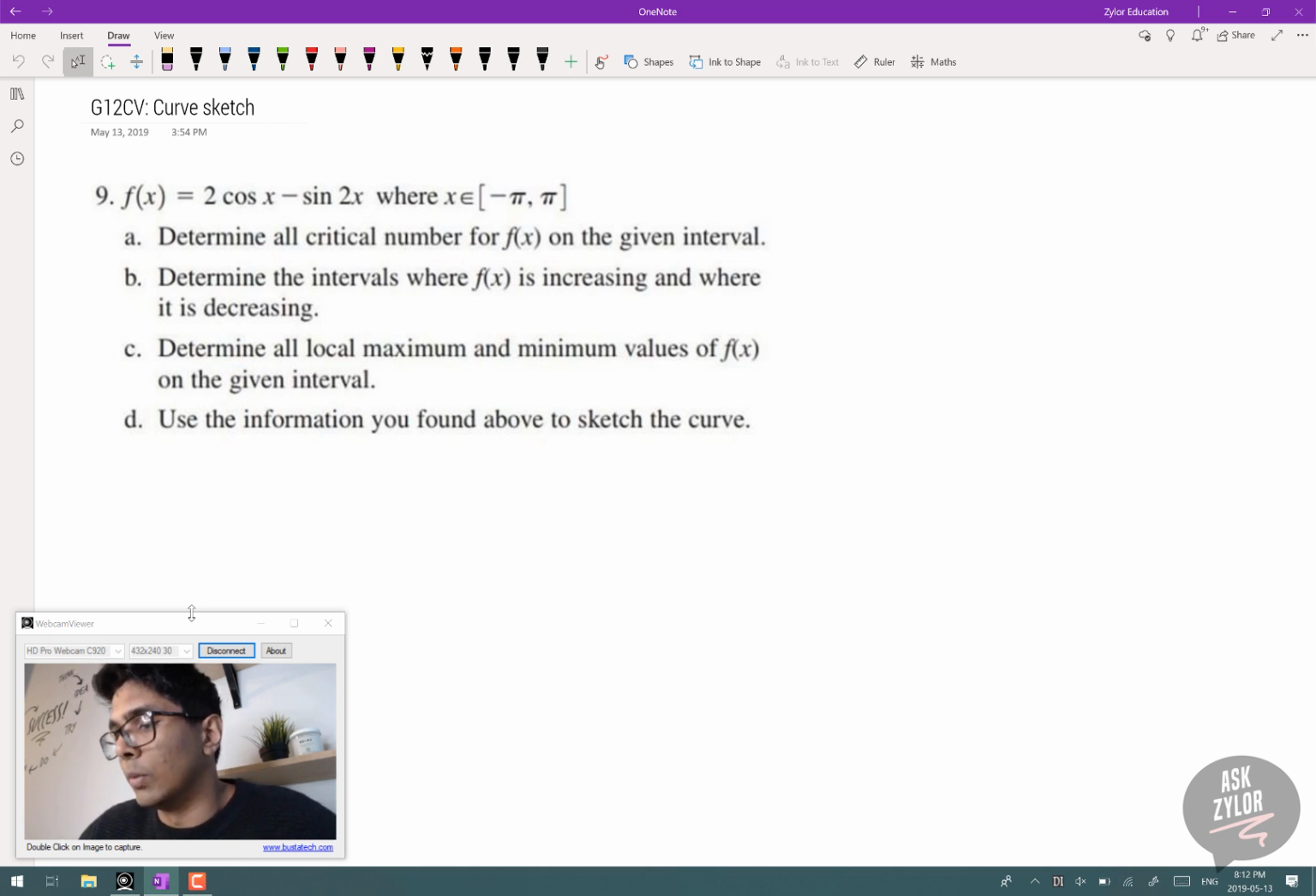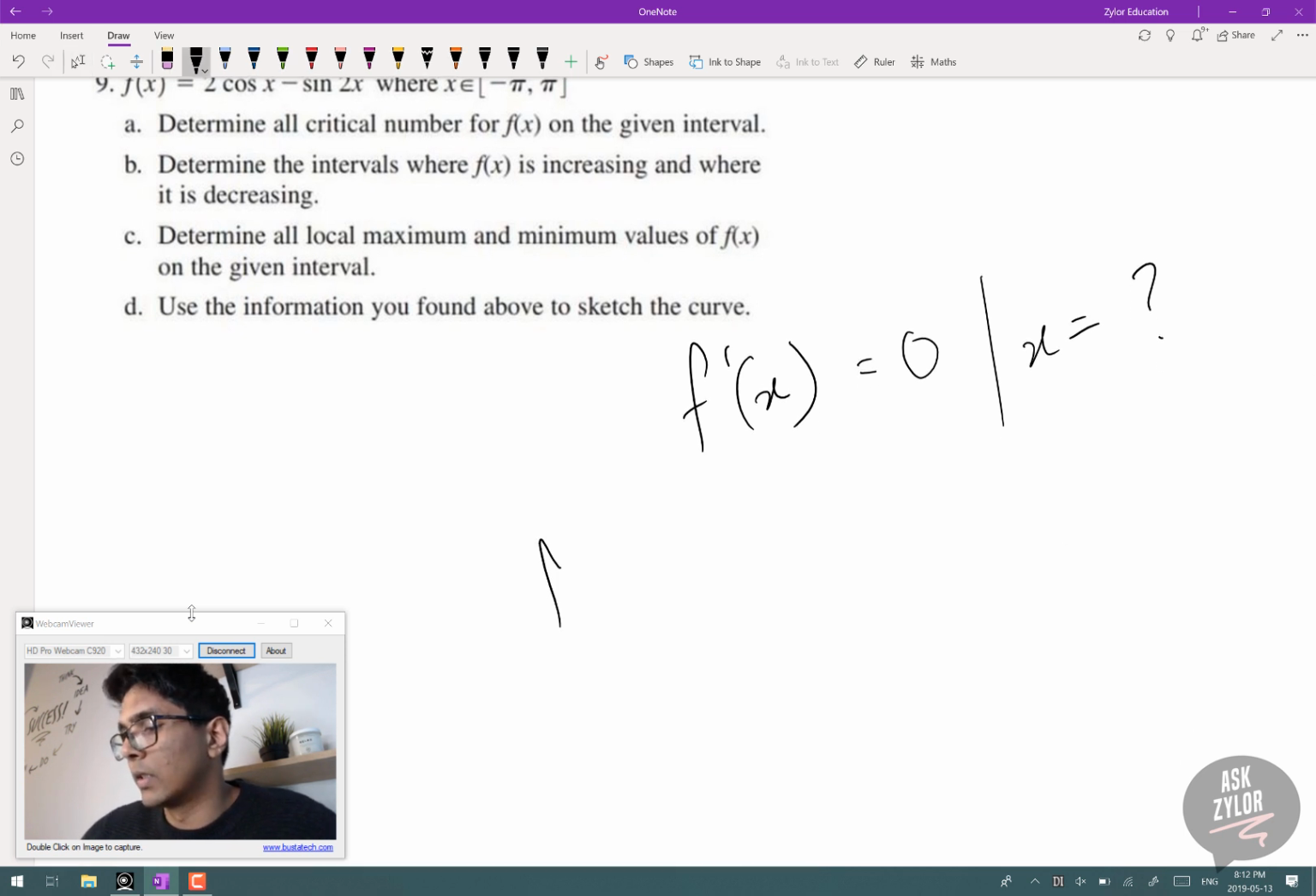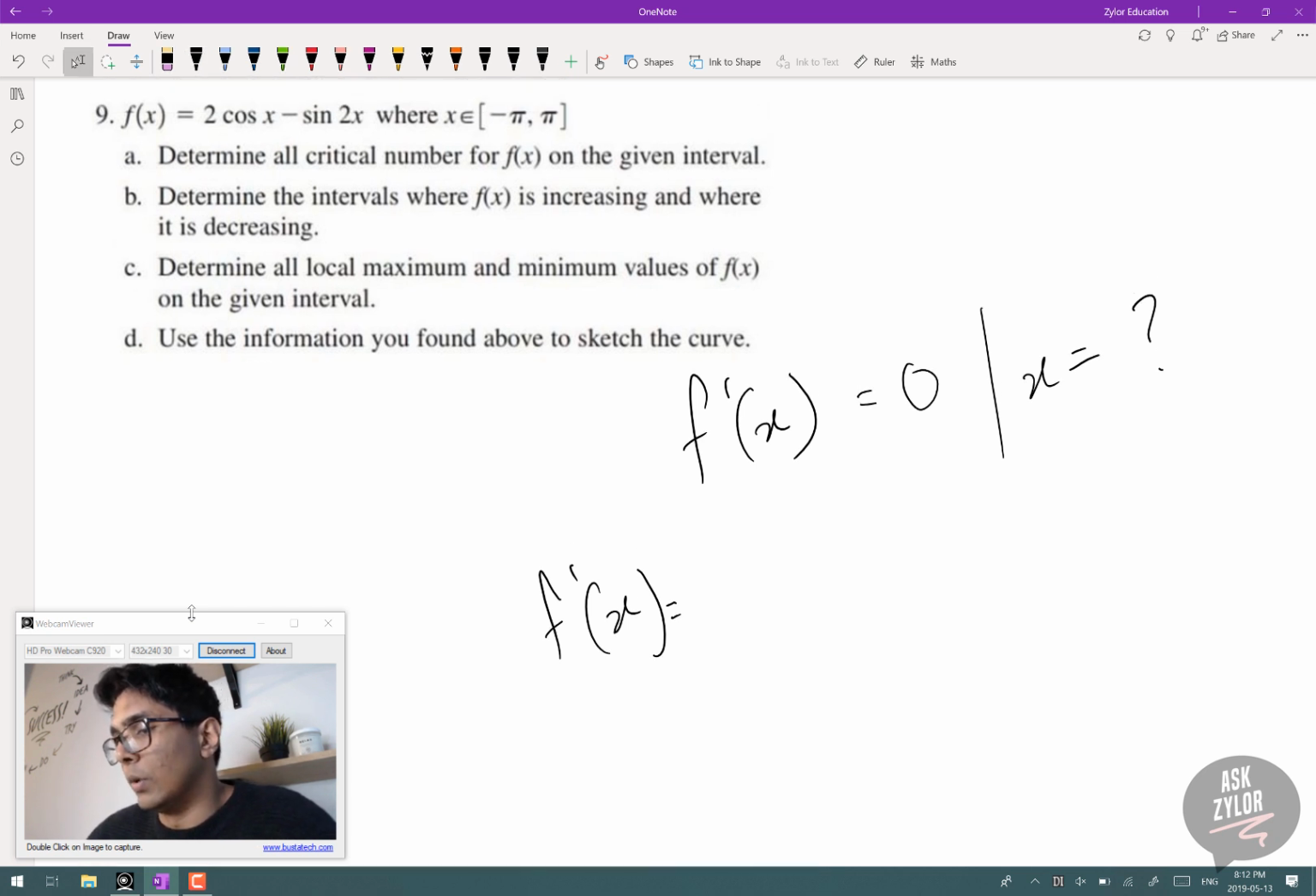So the critical numbers is when my derivative is equal to 0, right? What are my x values? So we need to go ahead and find the derivative first. So I'm going to find the derivative. I have 2 cos x, so the derivative of 2 cos x is going to be negative 2 sine x. And then the derivative of sine is going to be just cos, so cos 2x times 2.